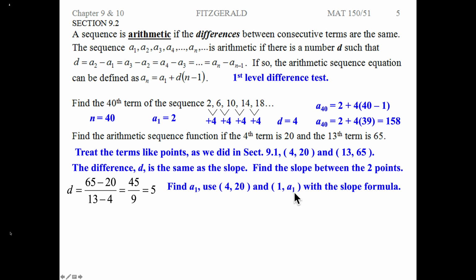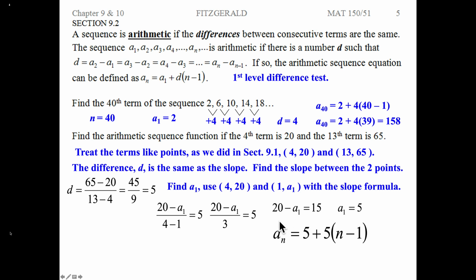That's a sub 1. So we can do the slope formula here again, depending on how you want to work with negatives. I really don't want to have 1 minus 4 on the bottom, so we're going to put 4 minus 1 on the bottom. So 20 minus a sub 1 on the top. 4 minus 1 is going to be 3. Multiply the 3 to the 5, and now we can solve this. We can solve this for a sub 1. Add the a sub 1 over to the right, subtract the 15 to the left. First term is 5.